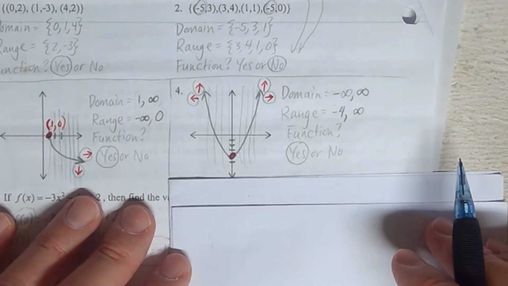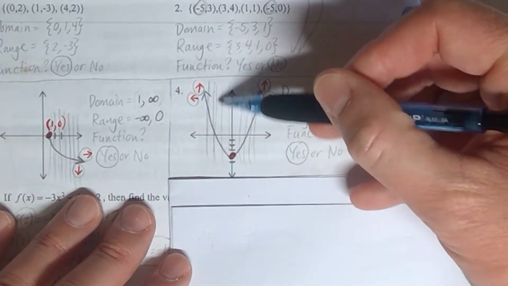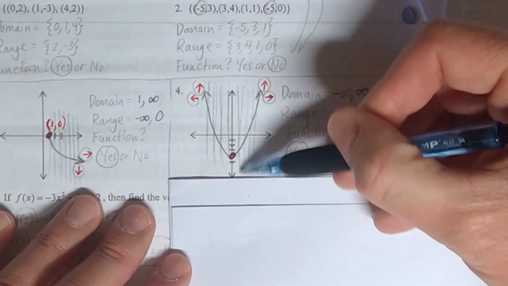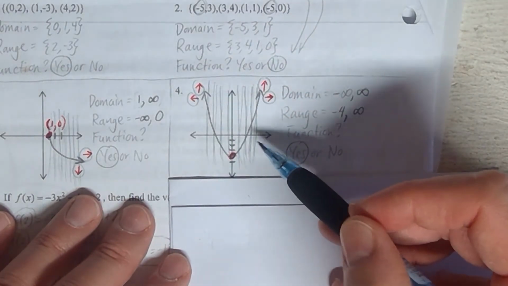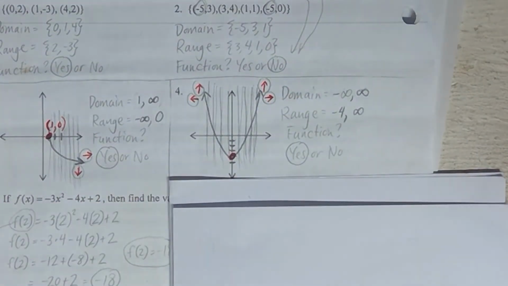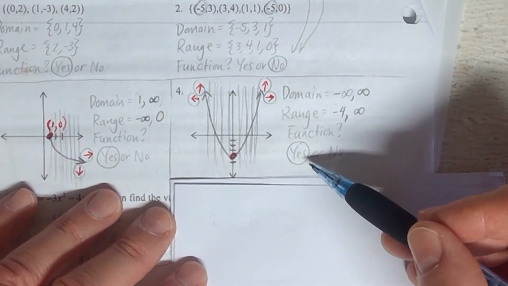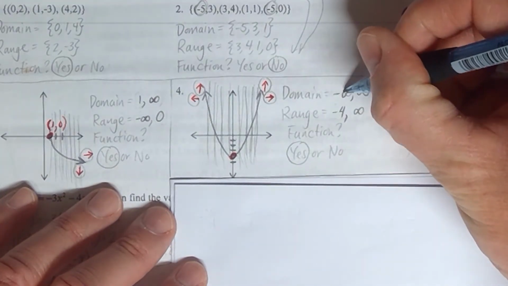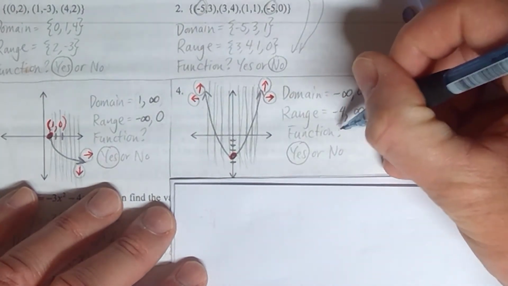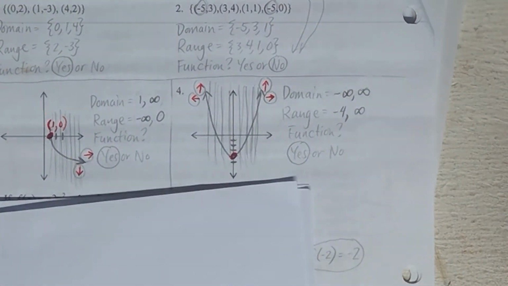Okay? Why is this a function? It's because no vertical line ever hits the graph more than one time. Never does. Okay? And so we say yes, it's a function. Okay? All right. So that is domain and range and figuring out if it's a function or not.